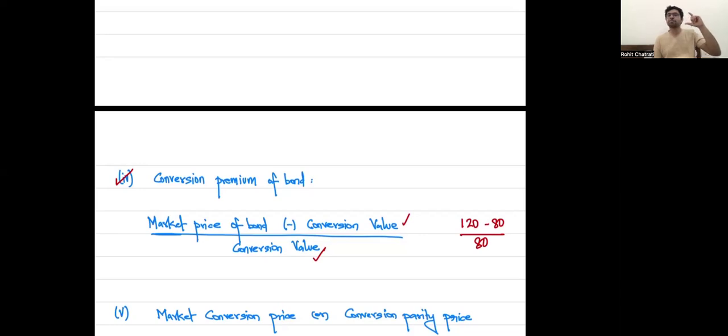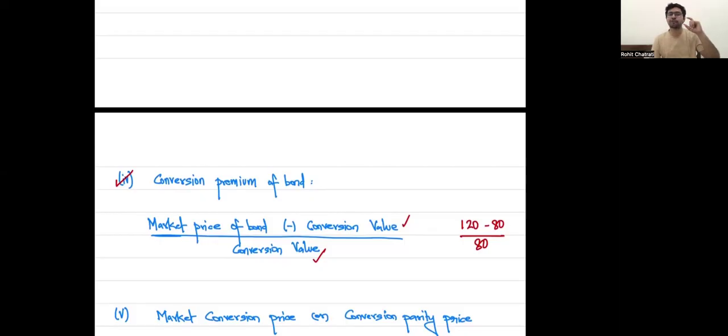All right, so you're paying a premium of 40 rupees for the convertible bond, and on the base of 80, what you're calculating is on the base of equity, which is 80. That is going to be 40 divided by 80, which is basically 50 percent. This is expressed in percentage.